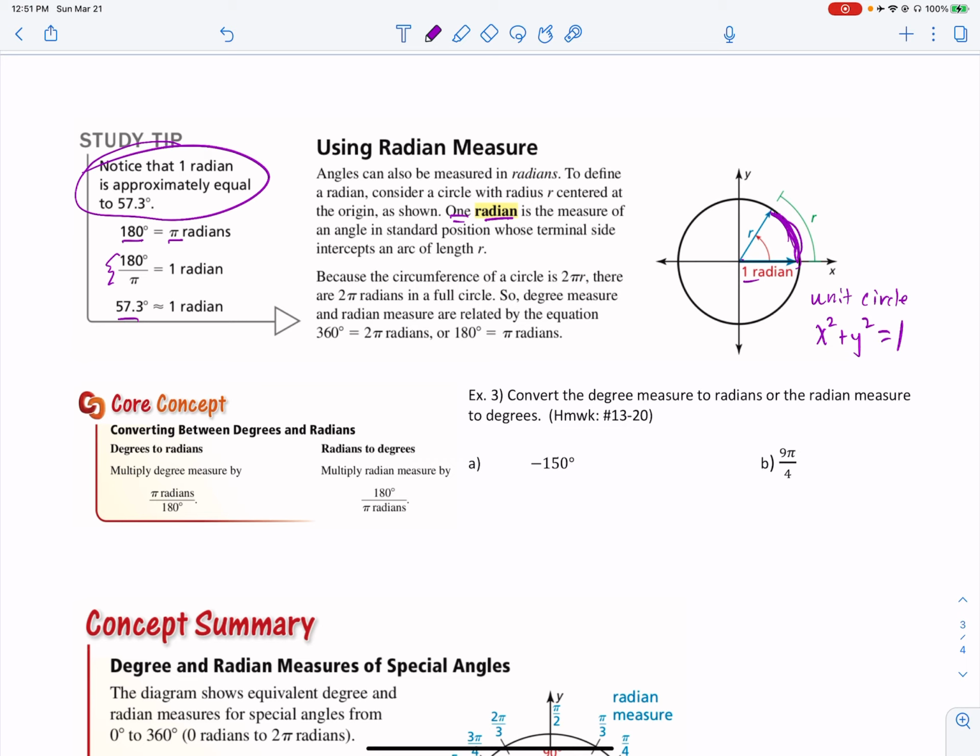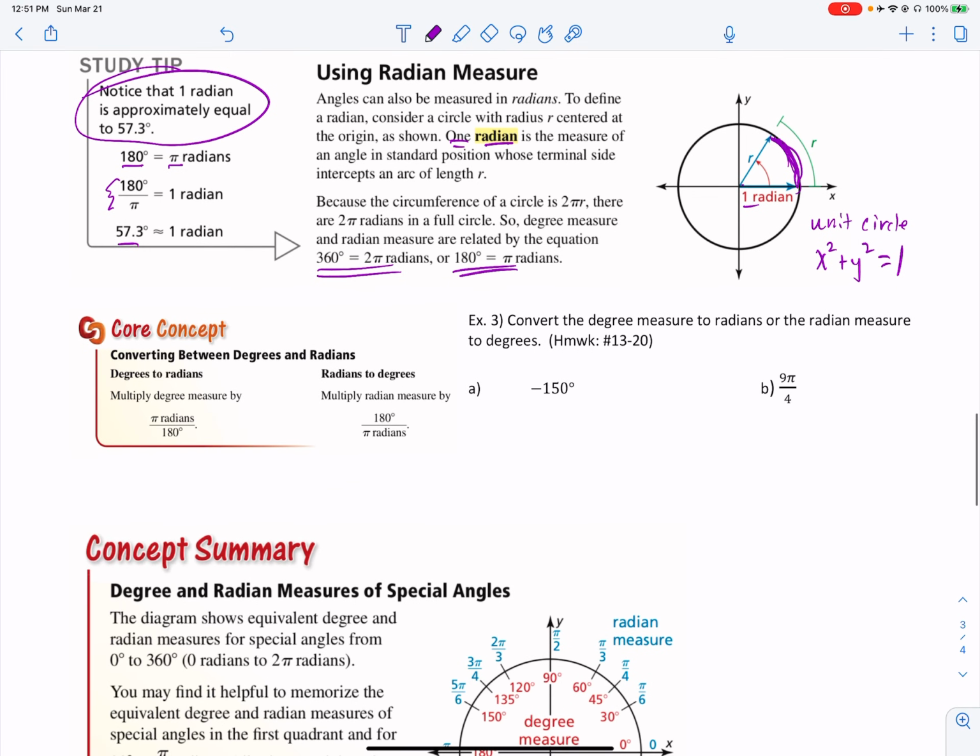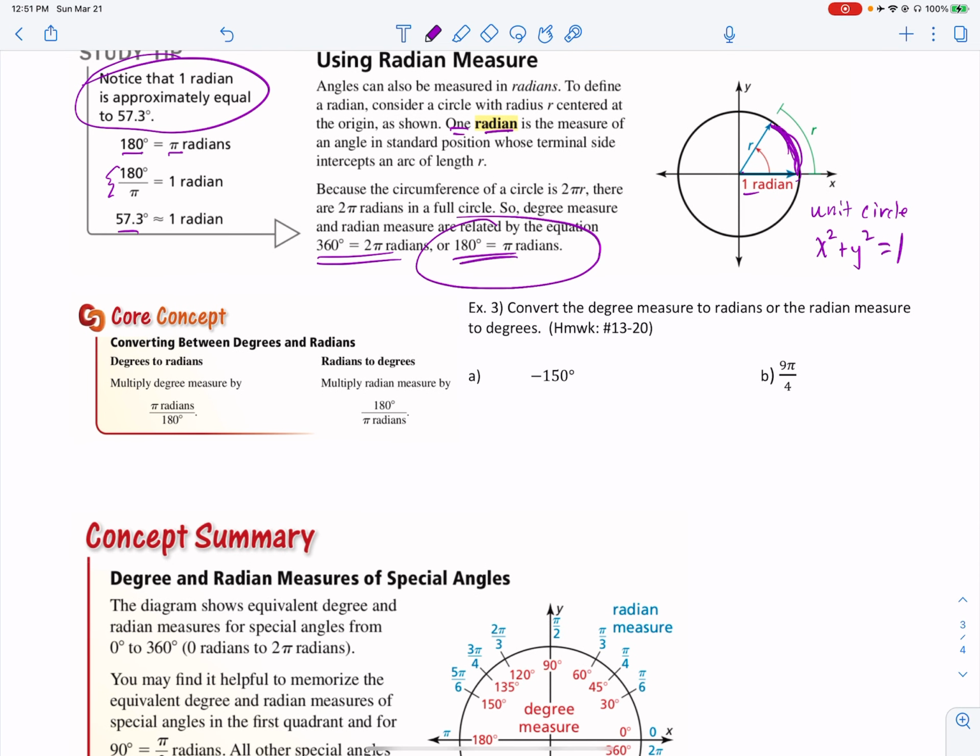And so some things are going to be helpful, which we've already talked about. 180 degrees is equal to pi. 360 degrees is equal to 2 pi. So just like you convert from inches to feet to meters, kilograms to pounds, etc., you have conversion charts. We have the same thing that we're going to do when we convert between degrees and radians. This is basically a ratio that we can use. And so if I want to change degrees to radians, I'm going to multiply by pi over 180. If I want to change radians to degrees, I'm going to multiply by 180 over pi.